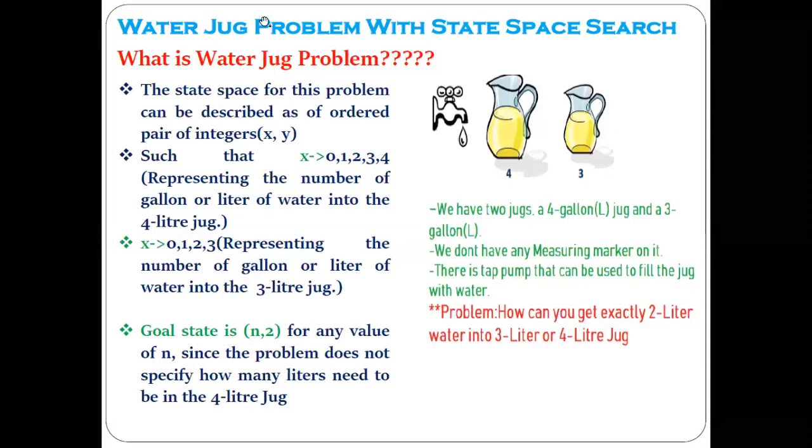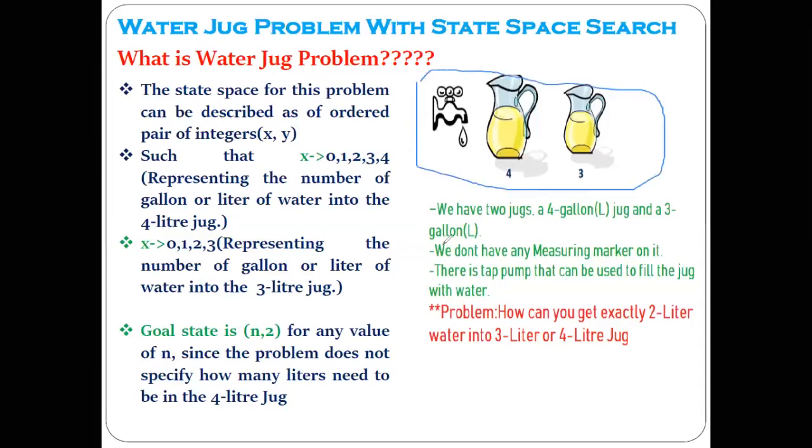I hope the screen is visible to all of you. Yes, okay, sir. First we understand what exactly is meant by the water jug problem. In the water jug problem, we are given two jugs. For example, here we have two jugs, this one and this one. One jug has a capacity of 4 gallons, gallons in the sense liters, and another jug has a capacity of 3 liters.